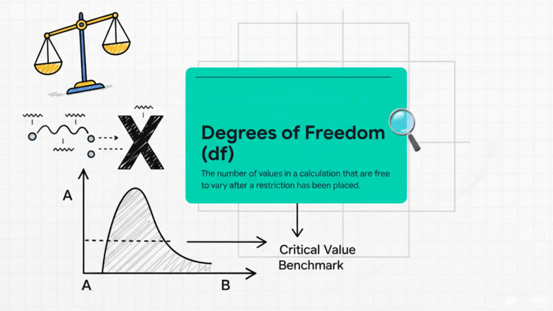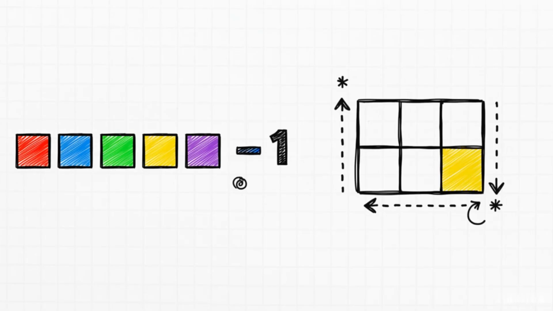Once we have our degrees of freedom, we can look up the correct benchmark, what's called a critical value, to compare our number against. And calculating it is usually super easy. For a simple list like our car colors, it's just the number of categories minus 1. We had 5 colors, so our degrees of freedom is 4. Simple as that. If you have a more complex table with rows and columns, there's another formula, but the idea is exactly the same. It just gives our final number some much-needed context.